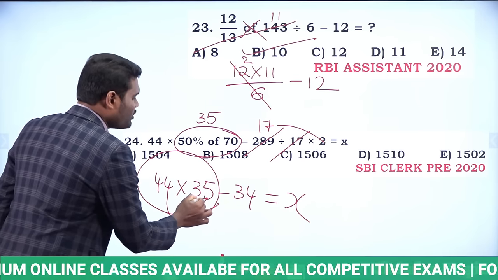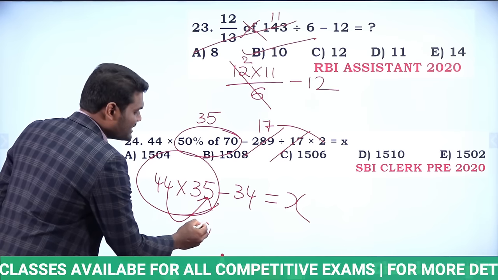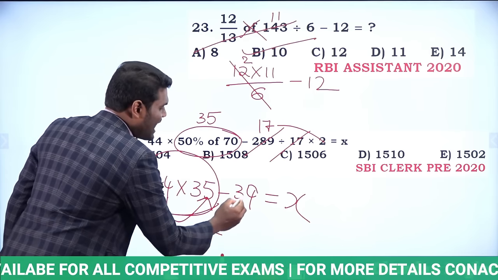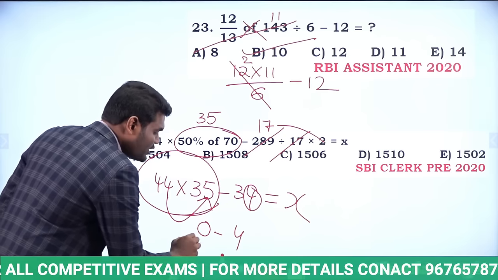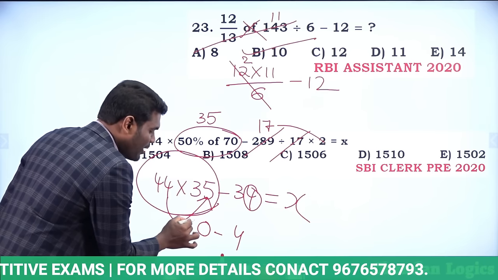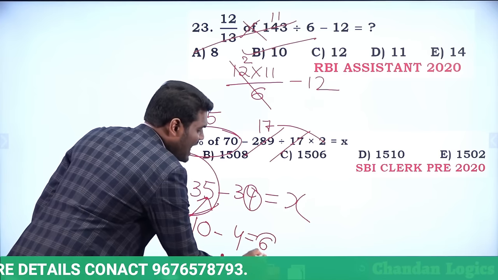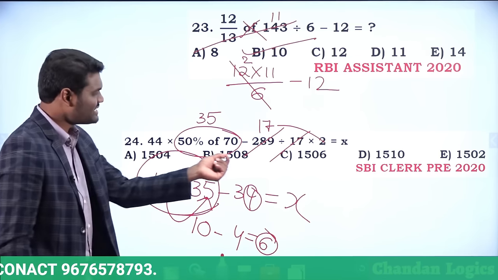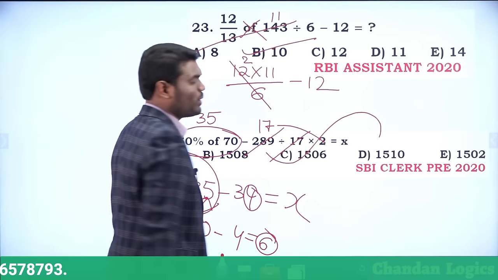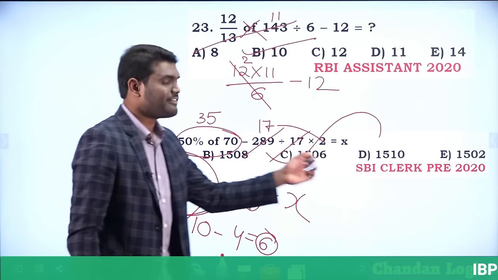Look here, 4 into 5 is 20, where the last digit is nothing but 0. 0 minus the last digit, which is 4. Now 0 minus 4 I can't do, so I will take a borrow. Now this will be 10. 10 minus 4 is nothing but 6. So the last digit should be 6. Check the last digit 6; you have only one option. So the answer will be 1506.